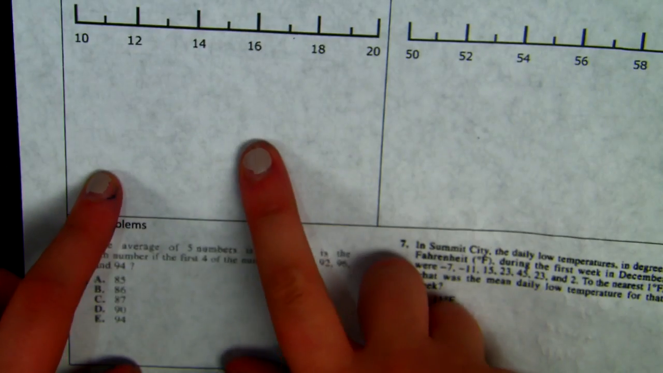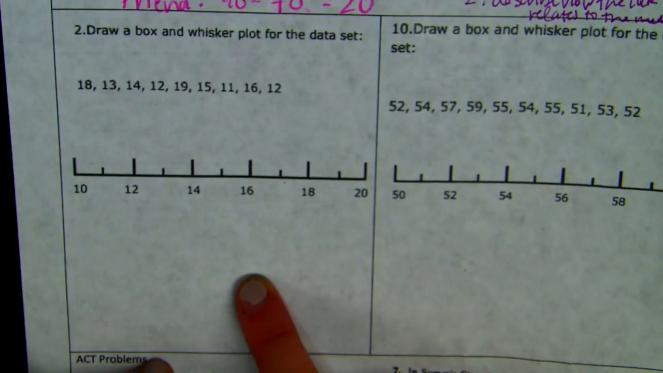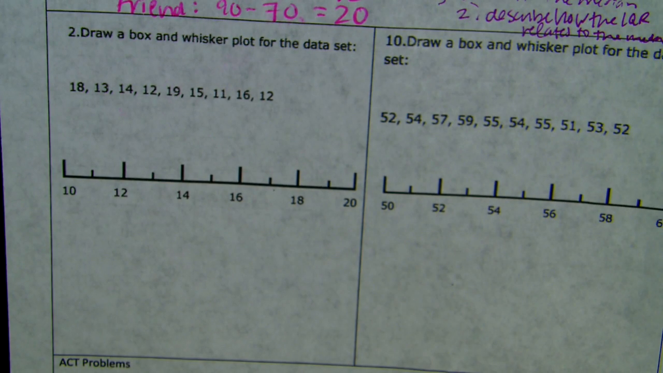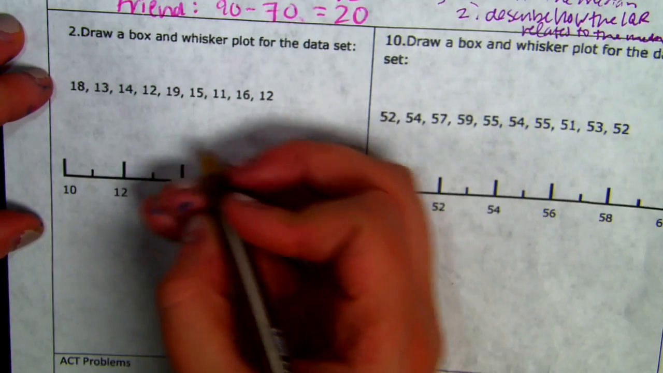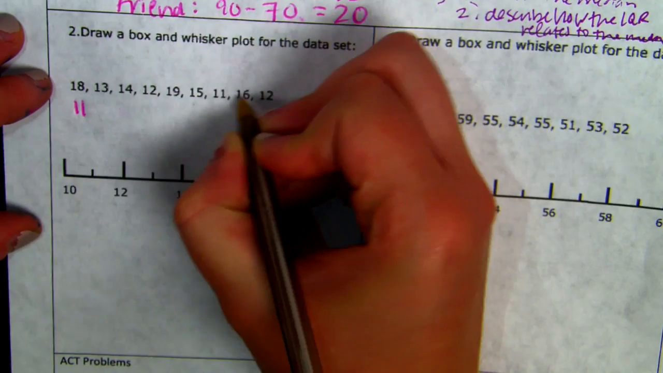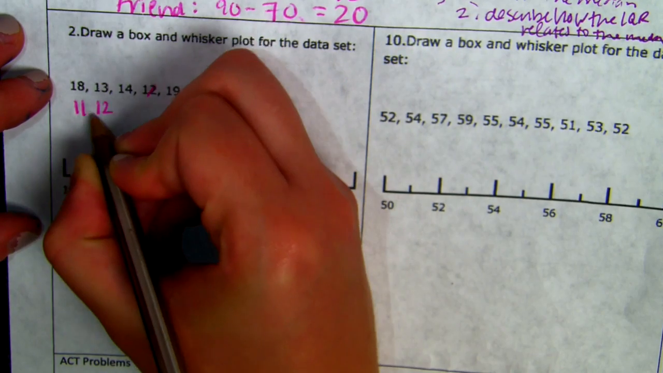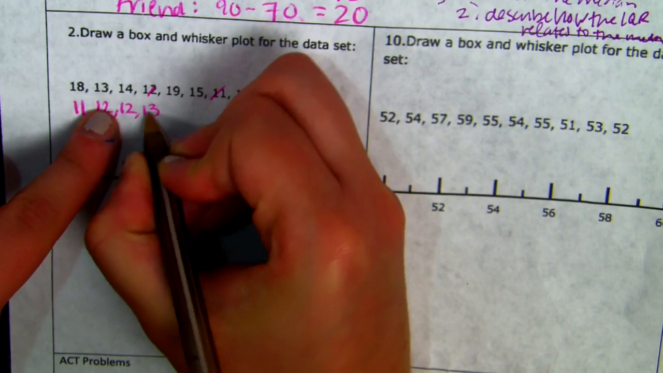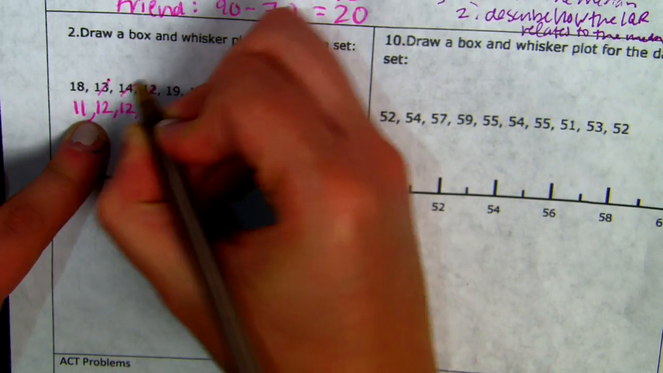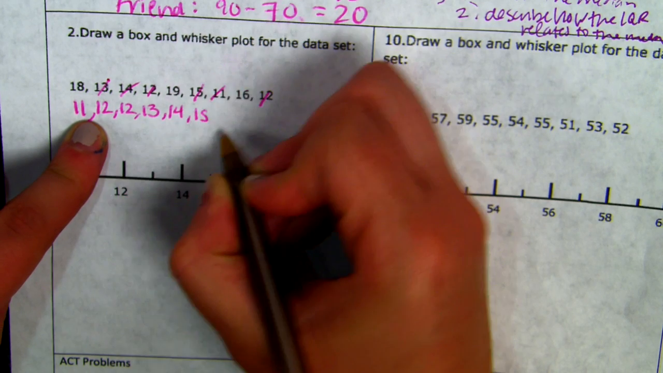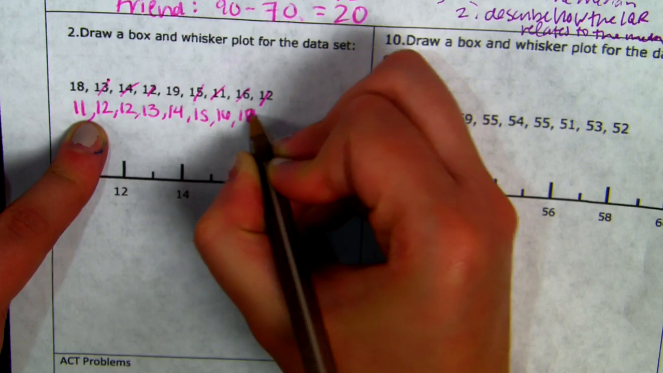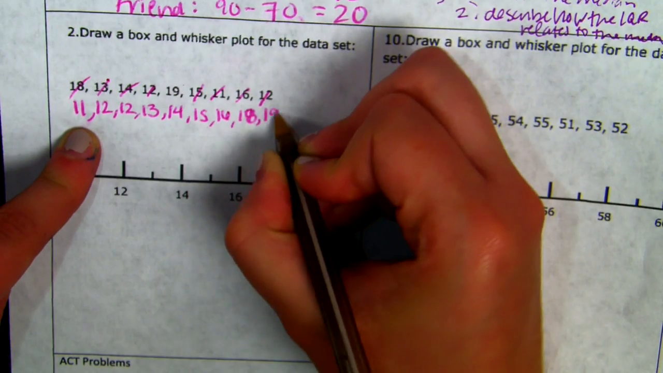Good, I'm going to do this one here. I'm going to set it up so you guys can actually see what I'm talking about. And then I'll let you do number 10 on your own. So remember, the first step is always to order numbers in order. So let's get started with that. So the lowest one I see is 11, and then I have a 12, and another 12, a 13, a 14, a 15, a 16, a 17, nope, no 17, an 18, my bad, and a 19.